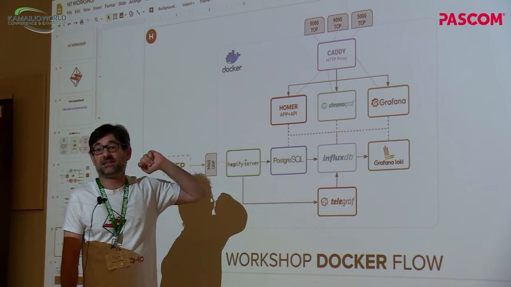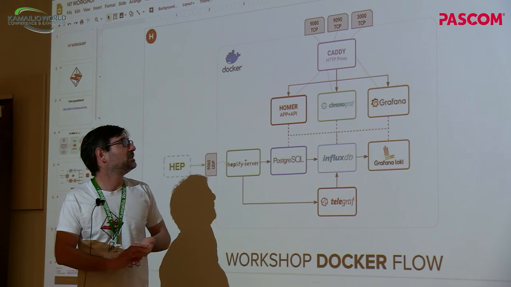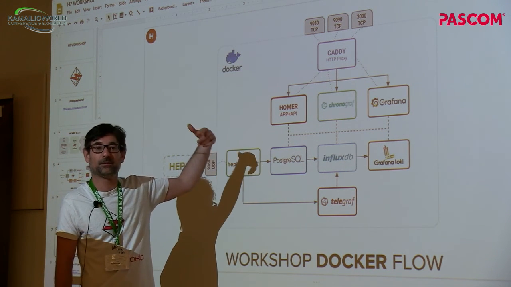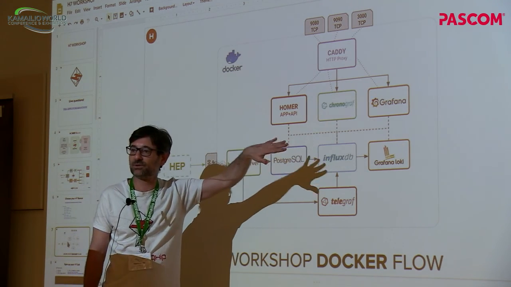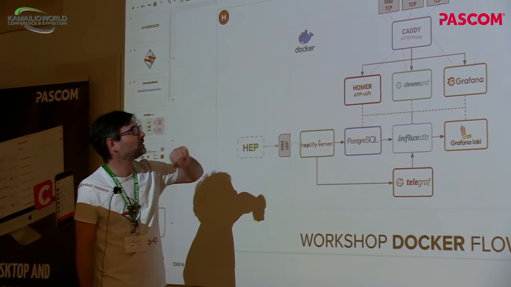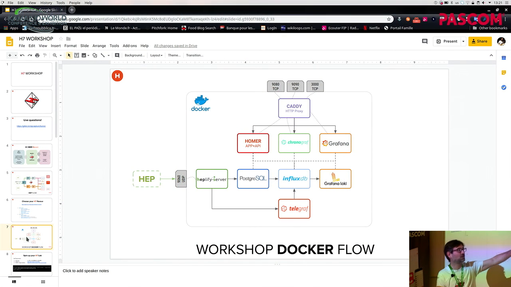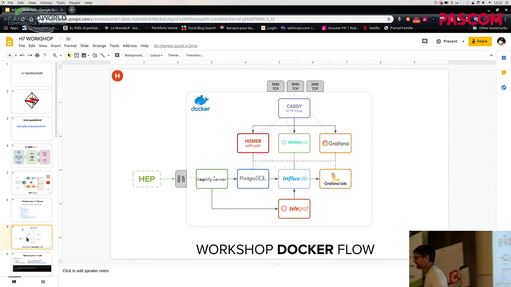And Caddy, which is a small HTTP proxy that will just proxy our ports to the services. So we'll have three open ports: 9080, just an arbitrary one, will map to Homer app and API, 9090 to Chronograf, and 3000 straight to Grafana. And we'll have a listening port for our Heplify server, port 9060, on which the capture server listens, which is the standard Homer port. So on this socket, we will listen for HEP.